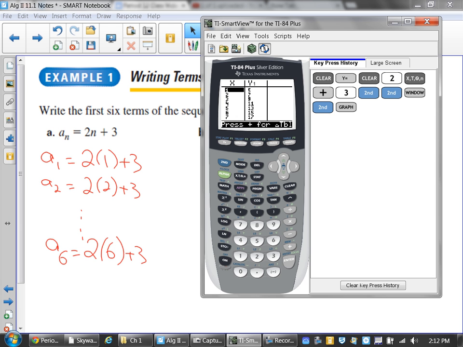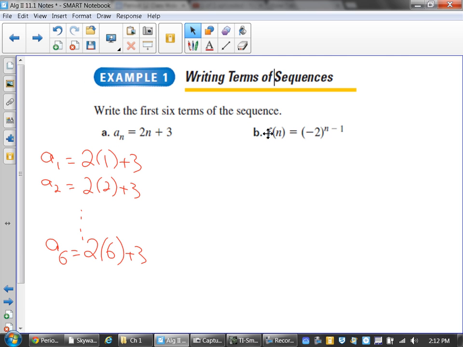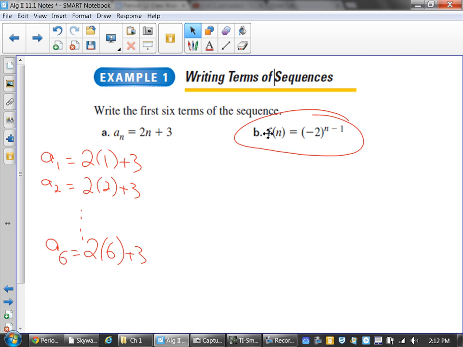Now, what I want you to do is type in your calculator in the y equals this equation. I want you to type this one in, and I want you to list out the first 6 terms. Now, let me ask you this. What button on this calculator allows you to use exponents? The little caret thing, correct.